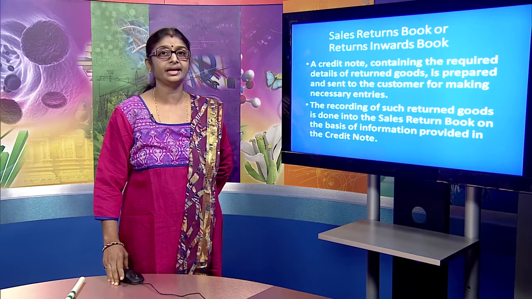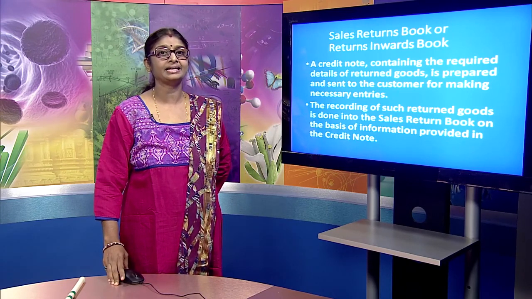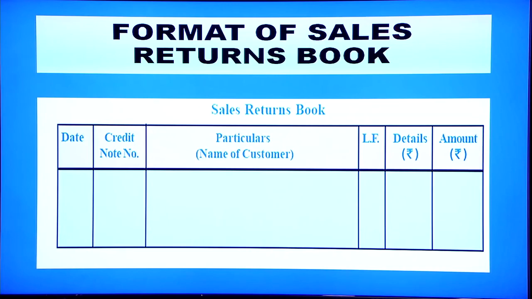A credit note containing the required details of returned goods is prepared and sent to the customer for making necessary entries. The recording of such returned goods is done into the sales returns book on the basis of information provided in the credit note. Here is the format of sales returns book with date, credit note number, particulars, ledger folio, details and amount columns.